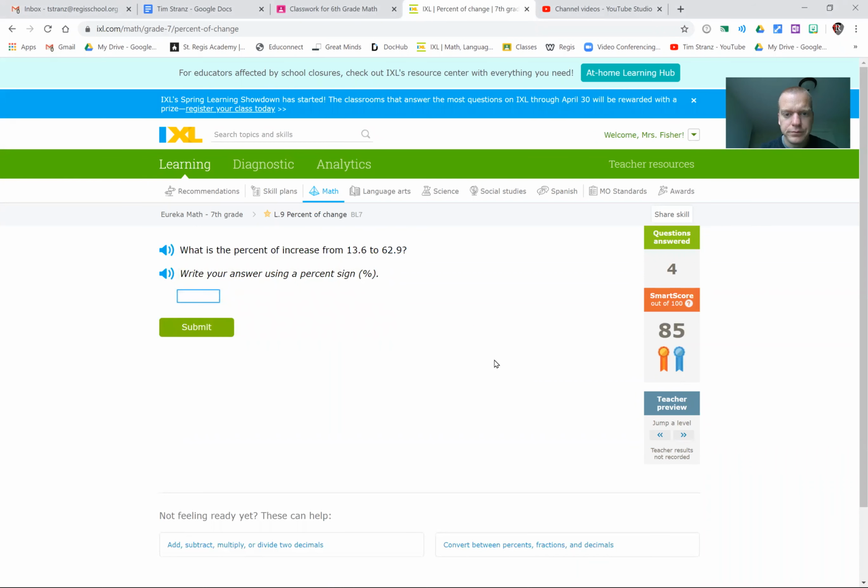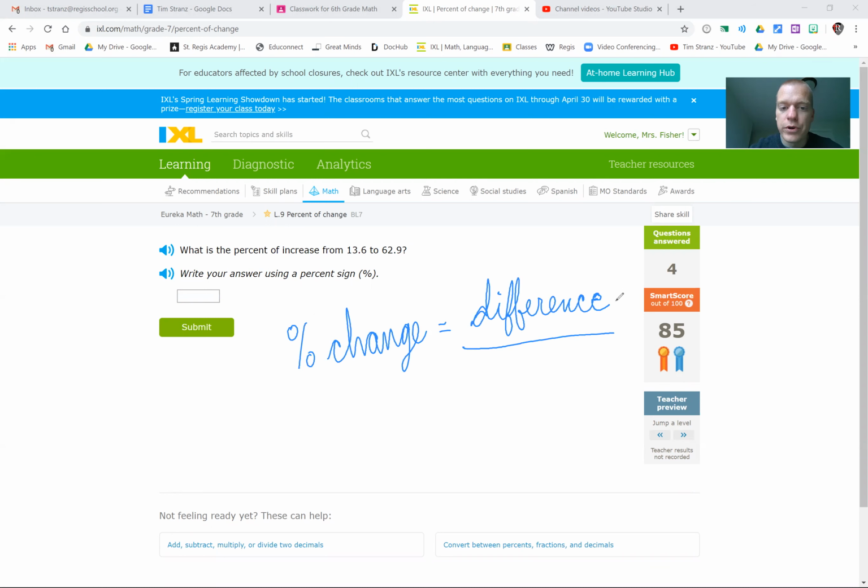Okay. So that is what you need to remember. Please write this down right now in your notebook or on a piece of paper next to your computer, or else you won't know how to do this, right? So your percent change, remember, equals your difference over the original amount.